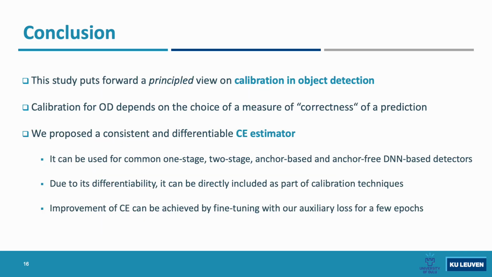To conclude, our study puts forward a novel and principled view on calibration in object detection. Specifically, calibration in this setting is a quantity that depends on the choice of a measure of correctness of a prediction. We also proposed an estimator of calibration error and showed that it performs equally well as existing binning-based versions, while offering superior statistical properties.